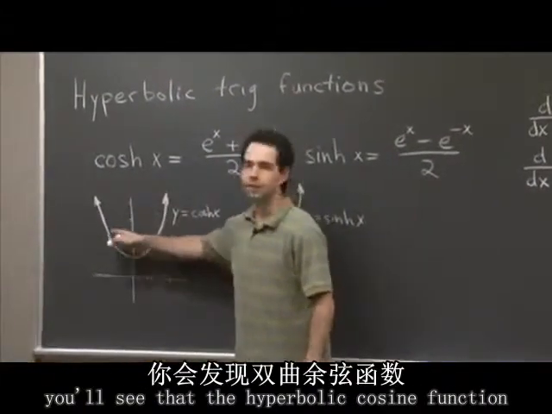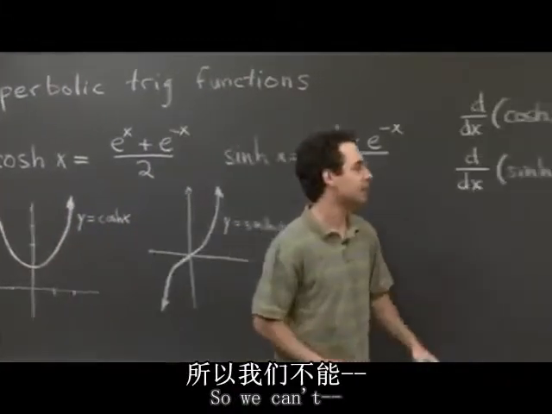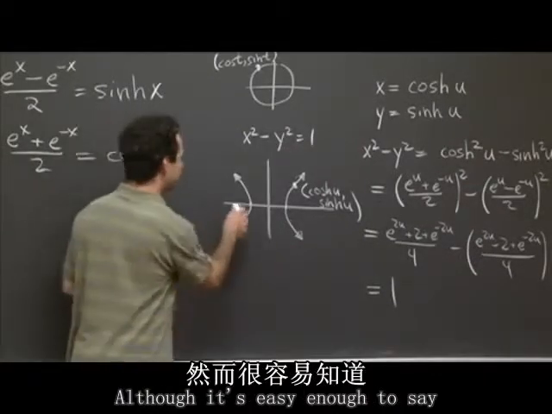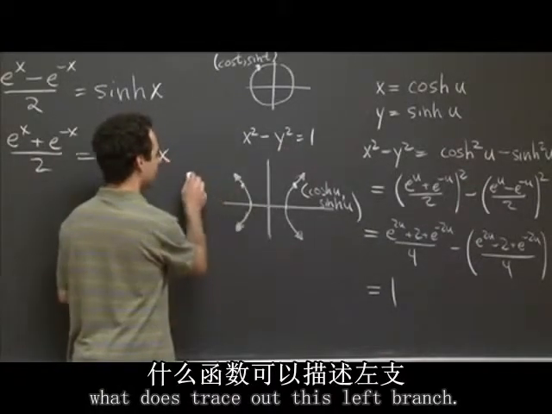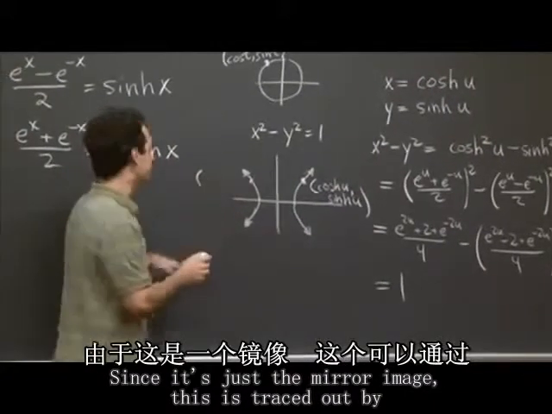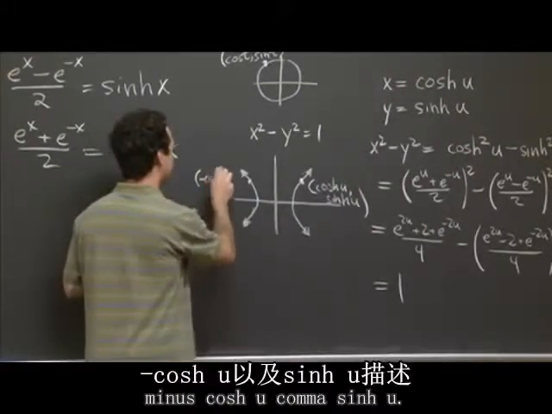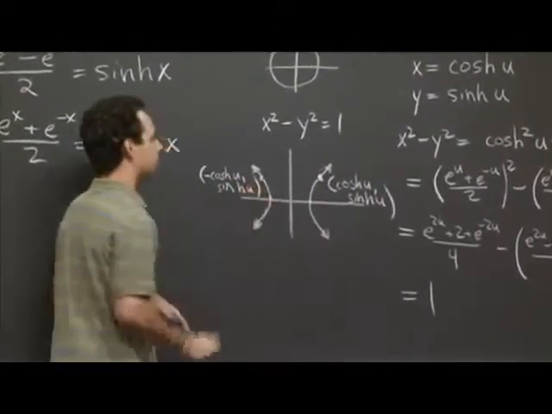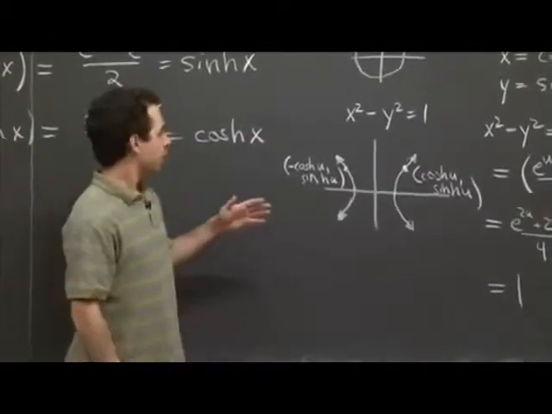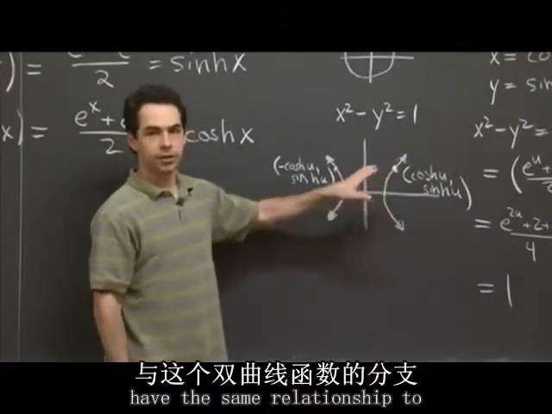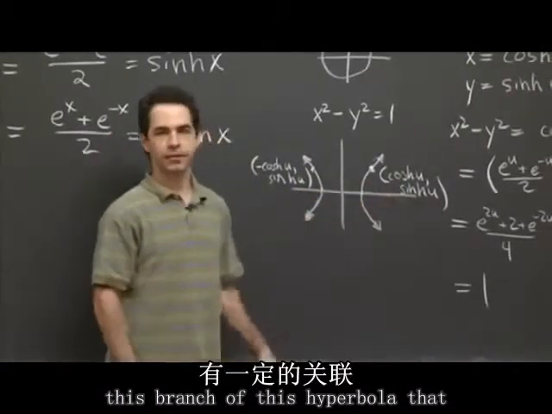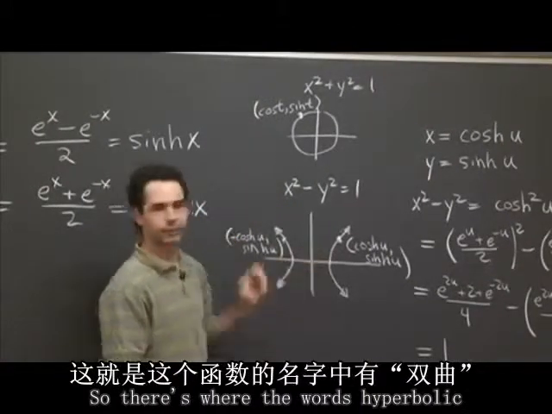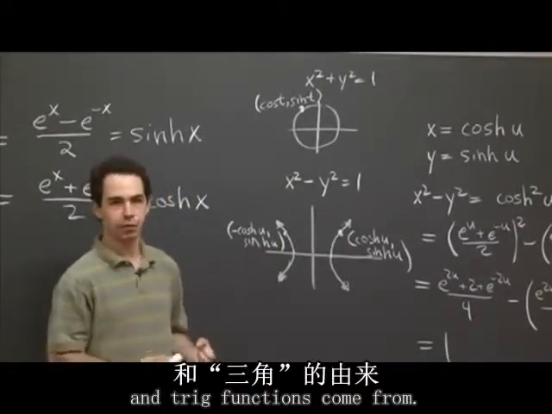If you go back to the graph of y equals cosh x, you'll see that the hyperbolic cosine function is always positive. So we can't trace out this left branch where x is negative, although it's easy enough to say what does trace out this left branch. Since it's just the mirror image, this is traced out by minus cosh u, comma, sinh u. So the hyperbolic trig functions have the same relationship to this branch of this hyperbola that the regular trig functions have to this circle. So there's where the words hyperbolic and trig functions come from.